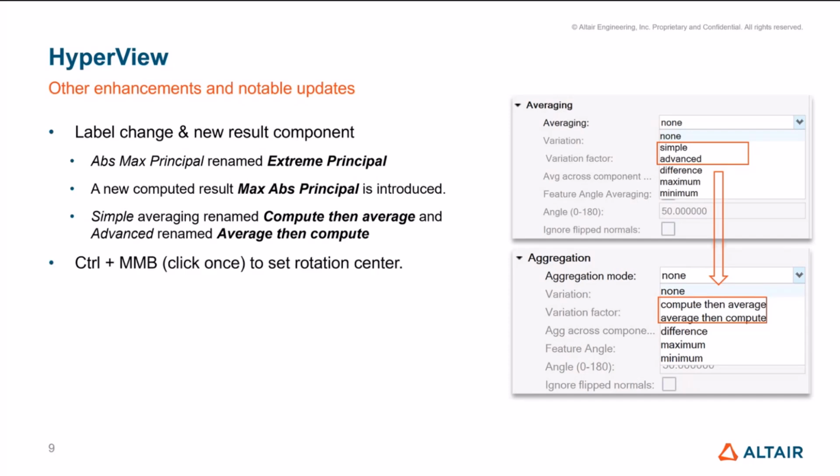One item we have done on the graphics side is to allow control plus middle mouse button, one click, to set the rotation center. This was partially working in previous releases, but we have gone ahead and made the implementation complete, and it is now consistent with what is being done in HyperMesh Post or HyperMesh as well. And the last item I want to mention is regarding the default fill color that we show for notes.